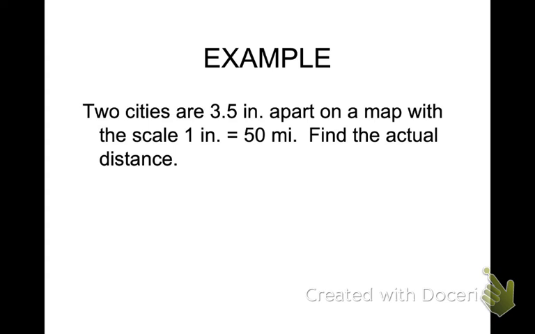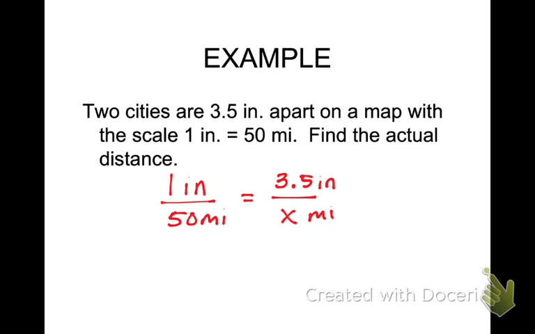Okay, so for this last example, it says 2 cities are 3.5 inches apart on a map with a scale that every 1 inch is equal to 50 miles. What would be the actual distance? So we could just set up a proportion. We know that every 1 inch is equal to 50 miles, so I can turn that into a ratio, is equal to 3.5 inches would be how many miles? So cross multiplying that gets us 1x is equal to whatever 3.5 times 50 is. So 175 miles.